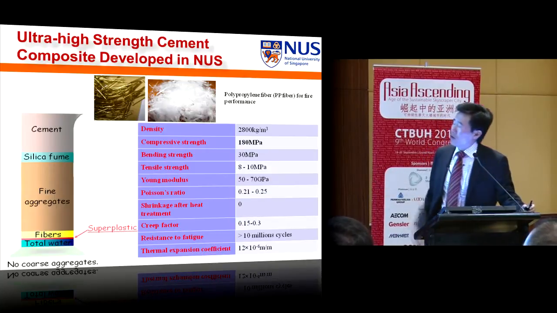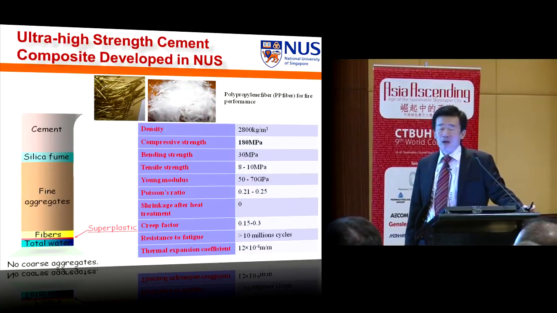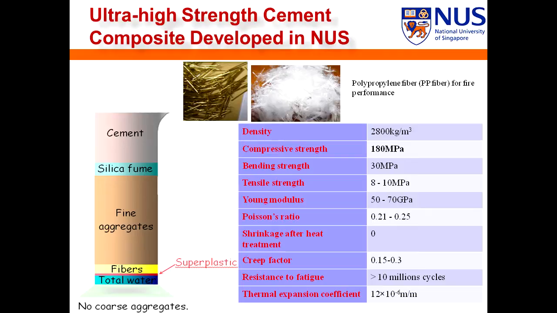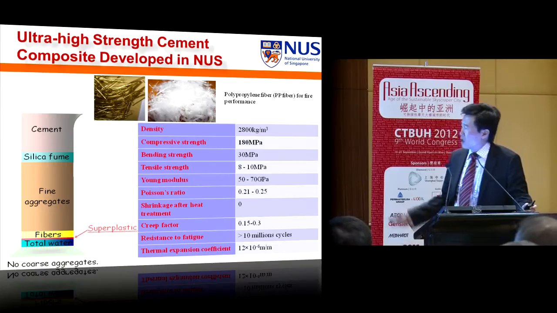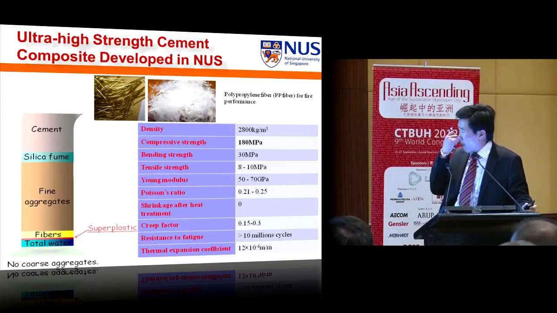In the laboratories or in the market, we can find some suppliers that can provide this type of ultra high strength concrete material. Look at the density of the concrete: it is slightly higher, about 2,800 kilograms per cubic meter. It is very compact with fewer bubbles or voids, and can achieve a compressive strength of 180 megapascal, with quite a high tensile strength compared to normal strength concrete. It has very low creep and is quite resistant to fatigue.